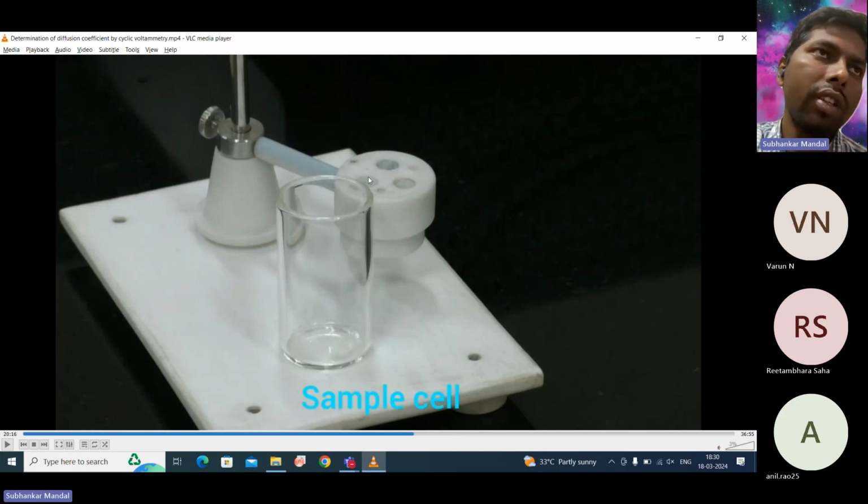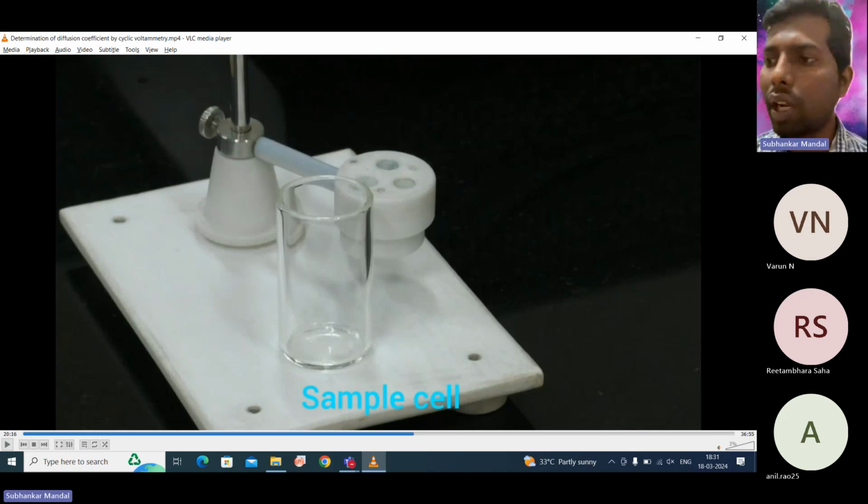There you can see three big holes, where you can put one for the reference electrode, one for the counter electrode, and one for the working electrode, and all three are separated at equal distance. There is also a small hole, this one.